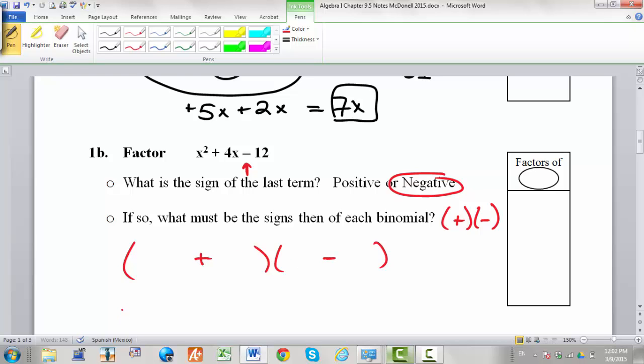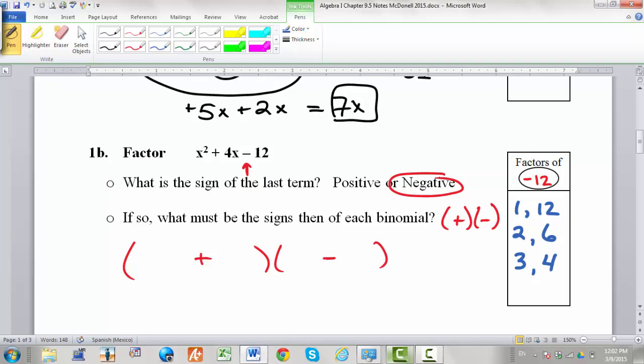At this point, we say, all right, factors of what? Well, that's negative 12. We don't really need to worry about the negative right now, so we're just going to say what multiplies to 12? Well, that's 1 and 12, 2 and 6, 3 and 4. Based on those very simple factors of those three, we're going to say it has to be x and x because that multiplies to x squared.